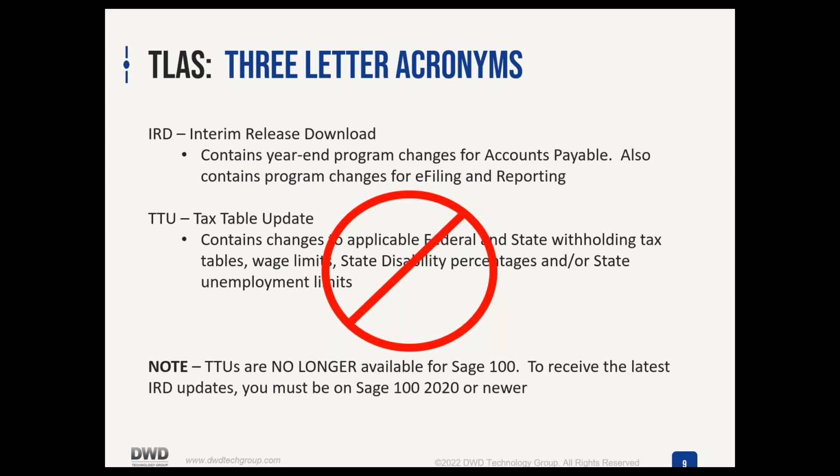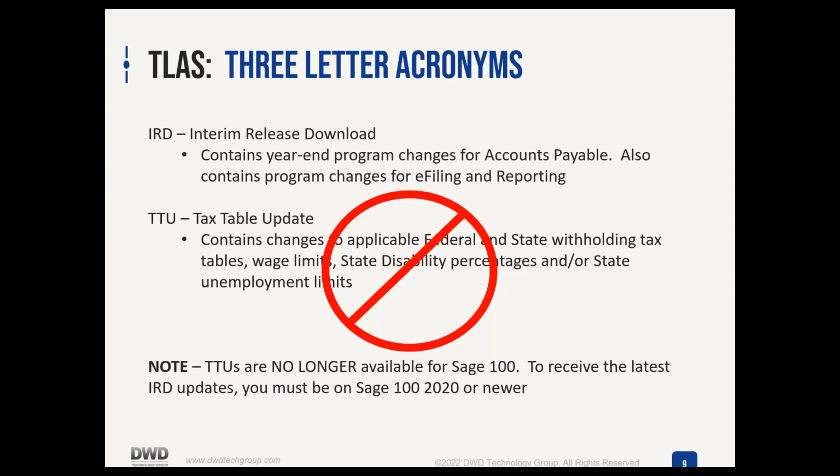A couple of the acronyms that pop up, especially this time of year, and for those of you who've been around for a while, IRD, Interim Release Download. What is contained within this particular program add-on is year-end program changes predominantly for accounts payable. It also contains some of the program changes that are required for your e-filing and reporting. So if you're processing your 1099s from Sage 100, we need to get this installed with you.